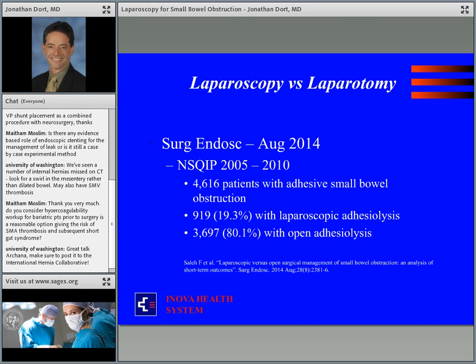If we go later last year to August, we see a very similar study done by Dr.